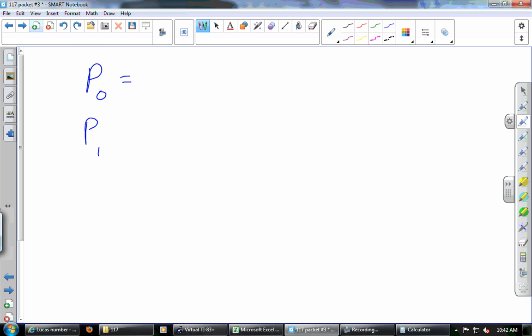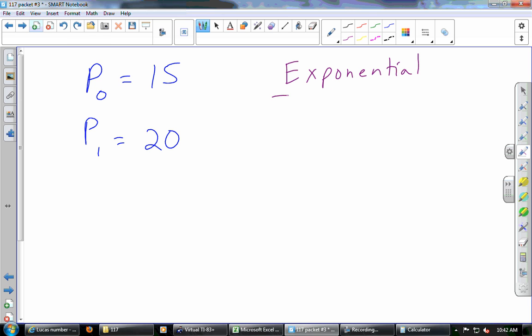But let's do one other example similar to the one that we just did. P0 equals, P1 equals. So I'm just making up a new problem. It's not in the packet. So let's just write these numbers down real quick. Let's say that we're going to start with 15, and the next number is going to be 20. And I'm going to say this is an exponential model. And I want you to find P sub, I don't know, let's find P sub 14.